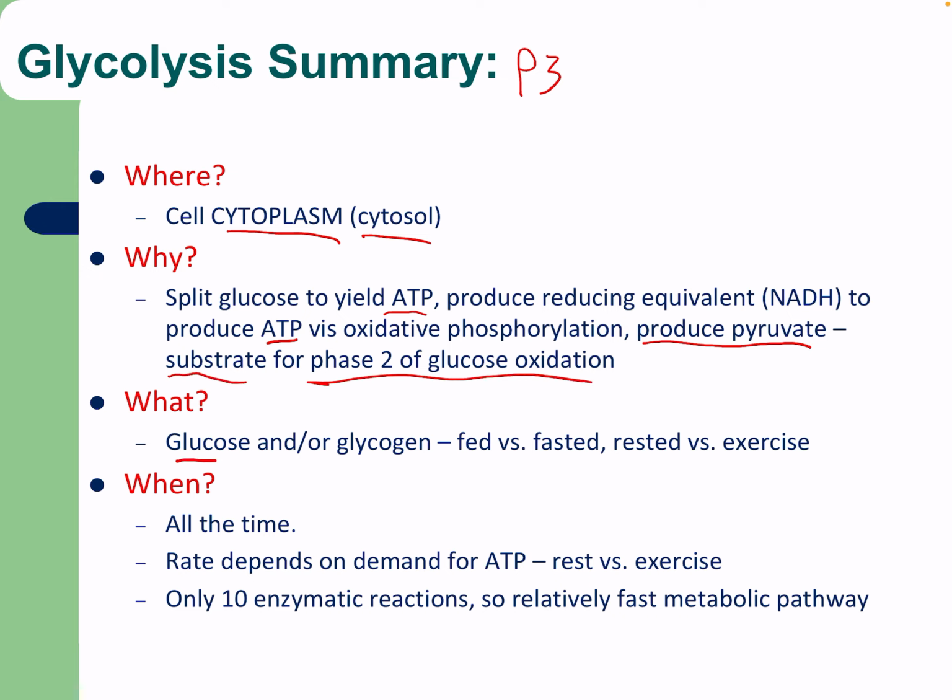Glycolysis can use glucose or glycogen, and the use of glucose or glycogen depends on a fed or fasted state. We've mentioned that glycogen is kind of our resting glucose, so this will be used in our fasted state. In the fed state we have glucose in our blood from that food. This also applies to rested versus exercise. As we exercise, we increase the need for glucose, so we might have to go into our glycogen to keep our energy up. Glycolysis occurs all the time. The rate of glycolysis depends on ATP demand, such as rest versus exercise. And there are 10 enzymatic reactions, so it's relatively fast.